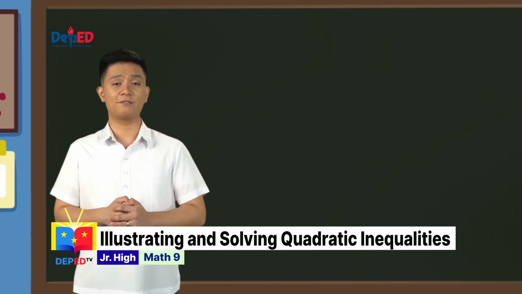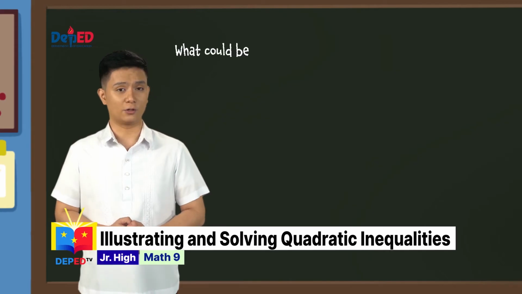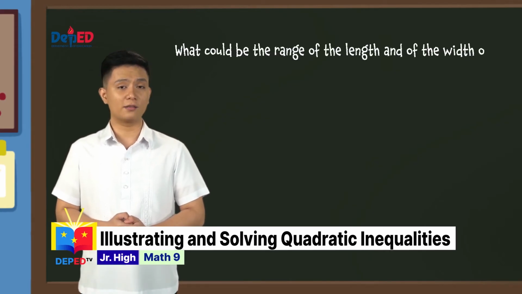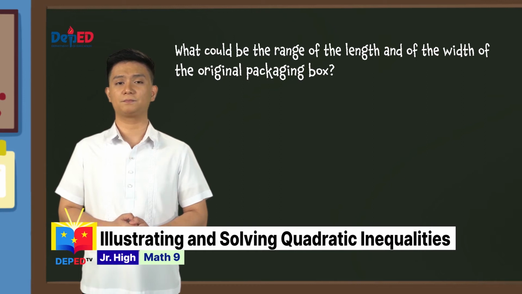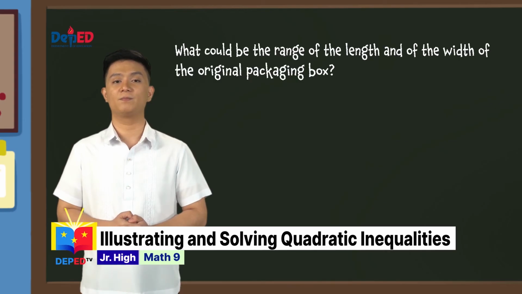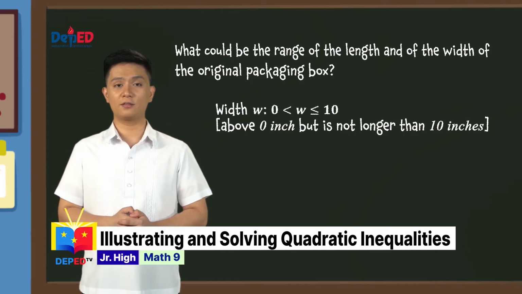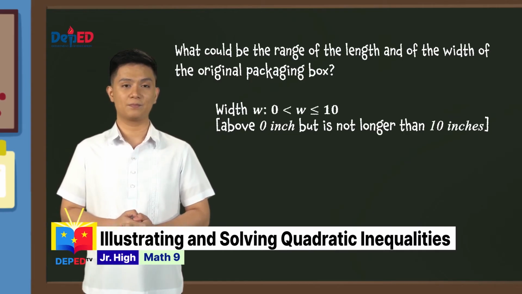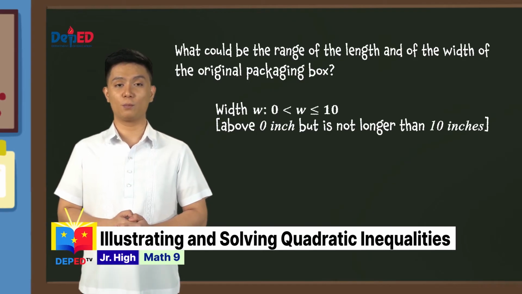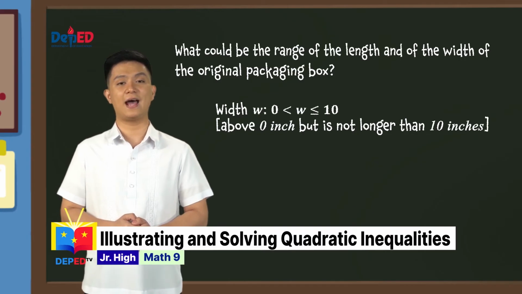But will all the values in this solution set be acceptable answers to the question, what could be the range of the length and of the width of the original packaging box? The length and the width of the box can't be 0 or negative. Hence, the value of the variable w, which represents the width of the box, can be expressed as 0 is less than w and w is less than or equal to 10. This means that the width is above 0 inch, but it is not longer than 10 inches.